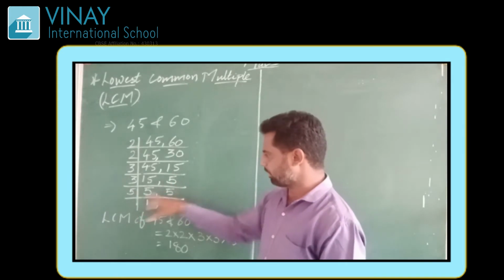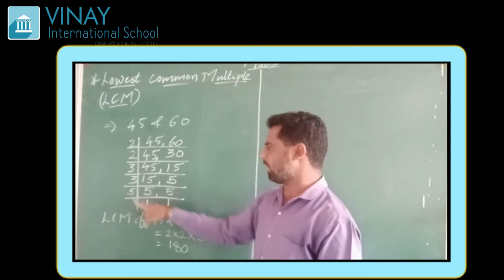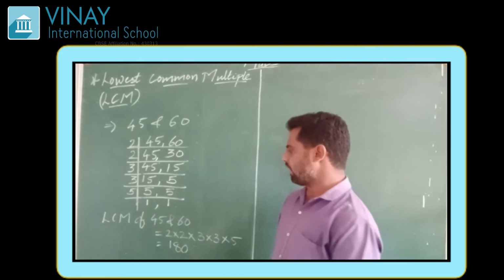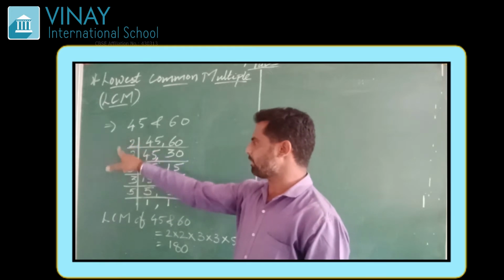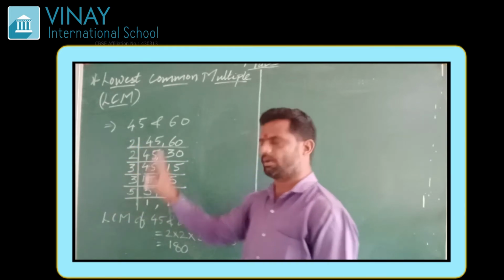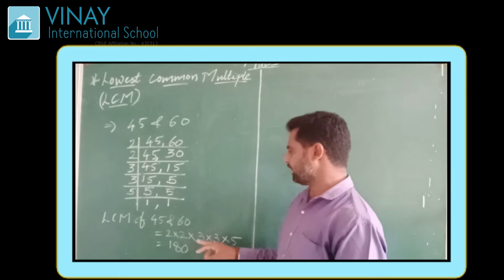Now 5 is there in both places, so it is divisible by 5, and here we get 1 and 1. Now to find the LCM of the two numbers, we have to multiply all these numbers, that is 2 into 2 into 3 into 3.